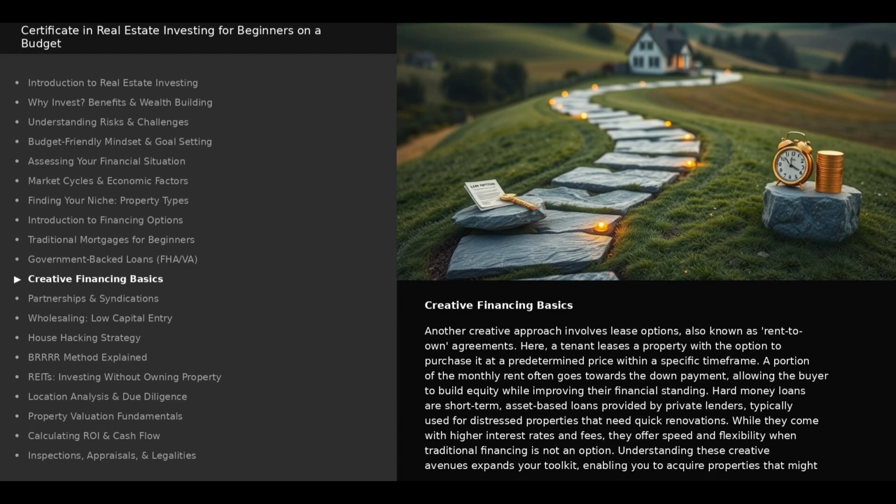improving their financial standing. Hard money loans are short-term, asset-based loans provided by private lenders, typically used for distressed properties that need quick renovations. While they come with higher interest rates and fees, they offer speed and flexibility when traditional financing is not an option. Understanding these creative avenues expands your toolkit, enabling you to acquire properties that might otherwise be out of reach. But always remember to consult legal and financial professionals before entering such agreements.